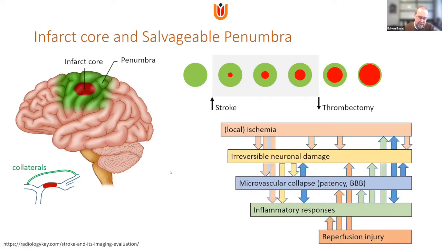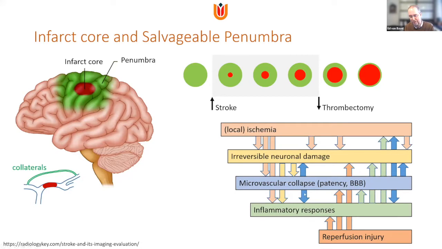What's going on there is complex, and I just indicated a number of processes and how they interact. The bottom line is it's a very integrated, complex feedback system. Obviously, the central thing is the local ischemia caused by the stroke that induces eventually irreversible neuronal damage. It also directly affects the microvasculature, causing collapse in terms of patency of the vessels for perfusion, but also collapse in terms of BBB breakdown.